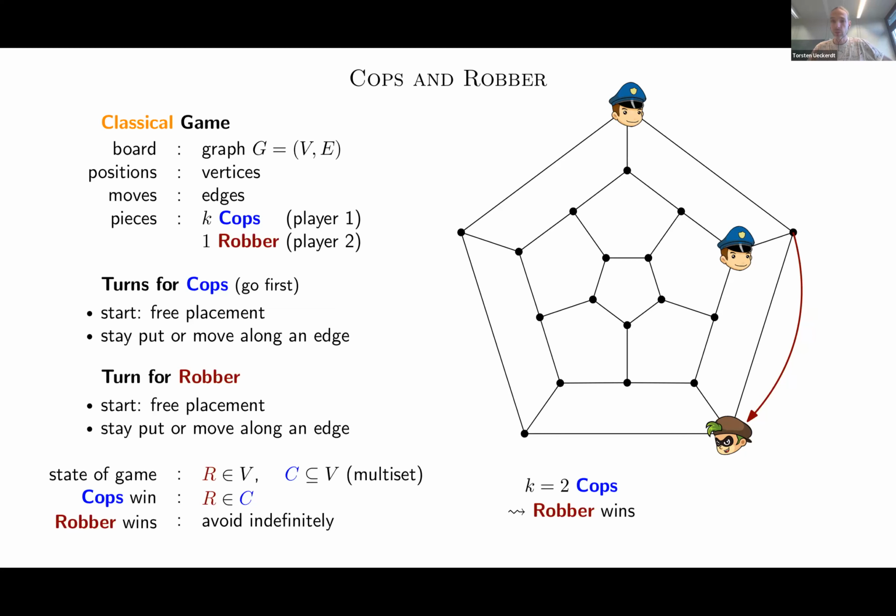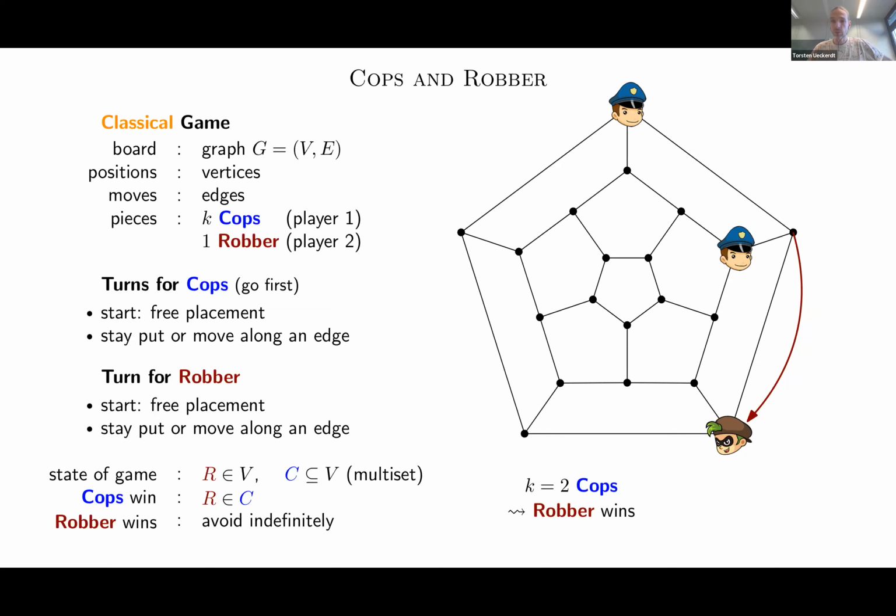Okay, let's change it a bit. So maybe take the same graph, but increase the k. Now we have 3 cops, which makes the cops better, which should make it easier for them to capture the robber. So say now the 3 cops start again, place themselves on the board, maybe there, because it's kind of covering a lot of the graph.